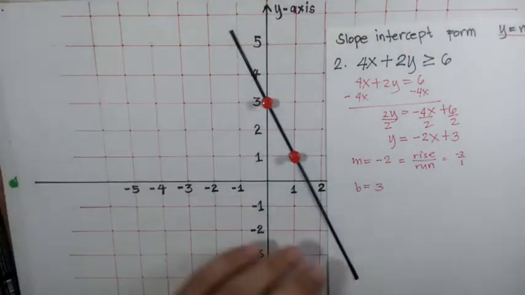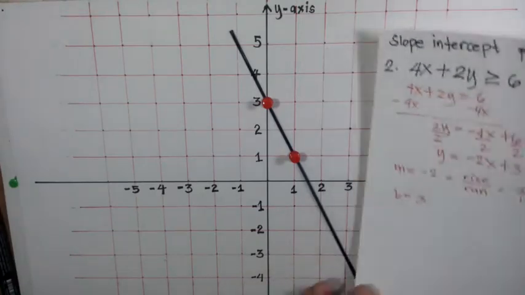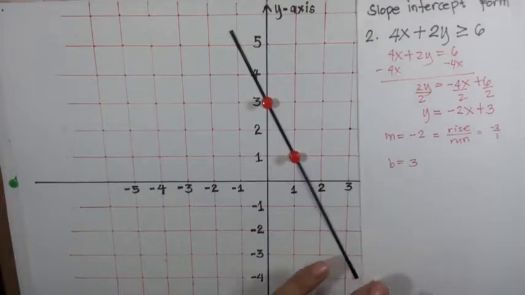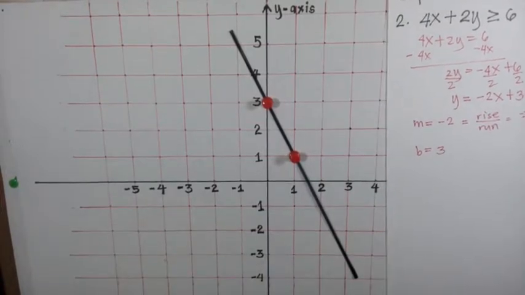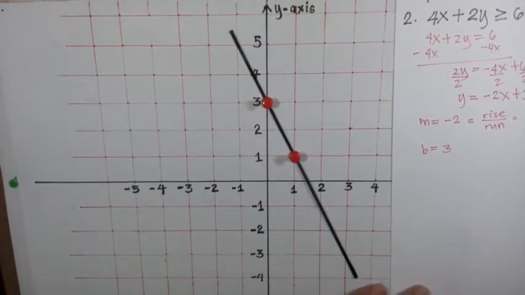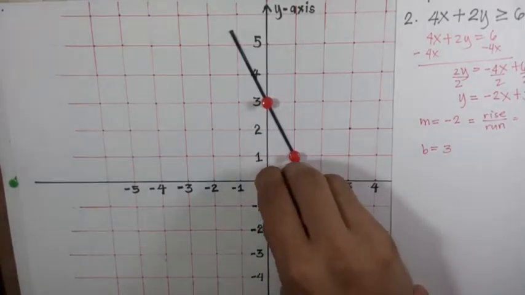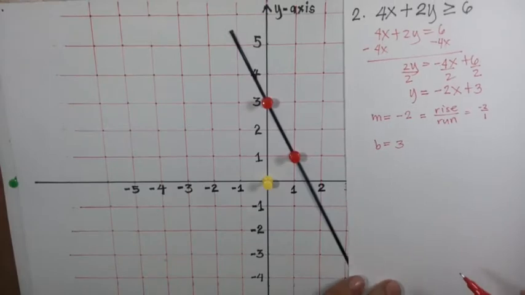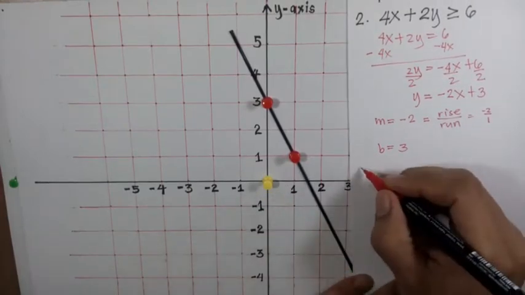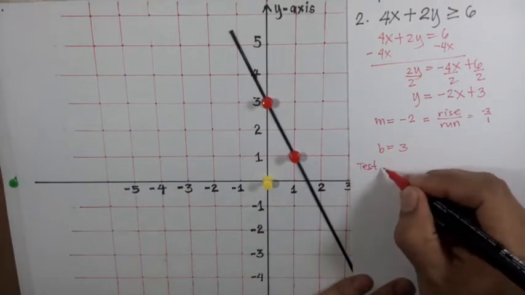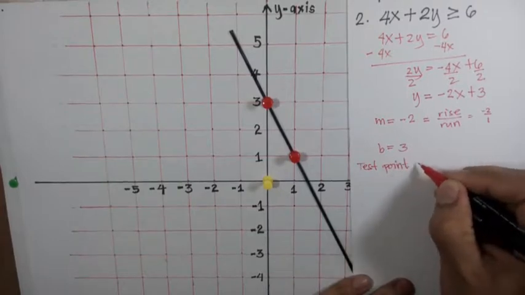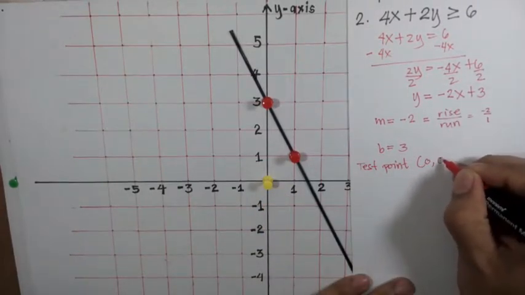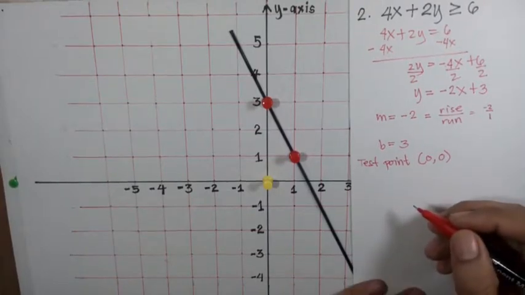Now, the next thing that we are going to do is choose a test point. You can choose whichever test point is comfortable for you. For me, I'm going to choose this point. What are the coordinates of that? The test point which I choose has coordinates 0 and 0, because for me, it's easy.